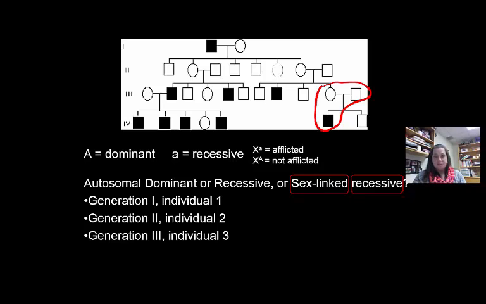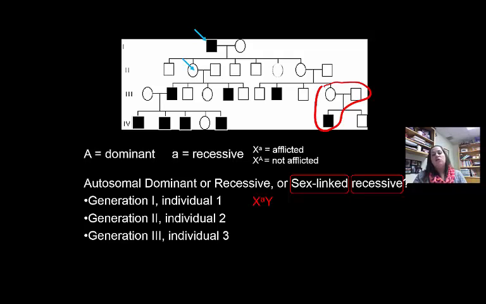It's right here, up here at the top. Remember, X little a is going to be afflicted, X big A is not afflicted. So this is a male, which means they're going to have an X and a Y, and he has the disorder, so it's X little a Y.